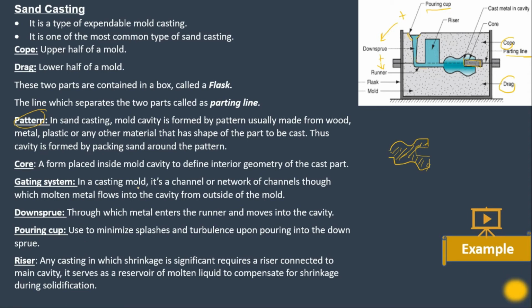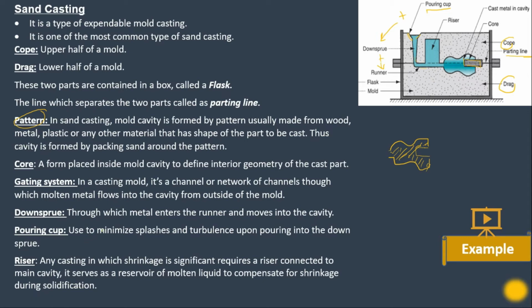In a casting mold, the gating system is a channel or network of channels through which molten metal flows into the mold cavity from outside of the mold. So what is the gating system? It only allows a passage. It provides a pathway for molten metal to reach the mold cavity. What is the down sprue? It's a channel through which molten metal enters the runner and moves into the cavity, and the runner is the horizontal pathway into the mold cavity.